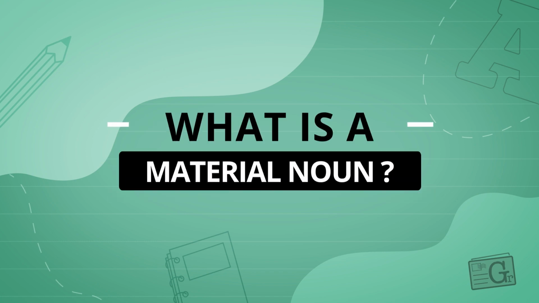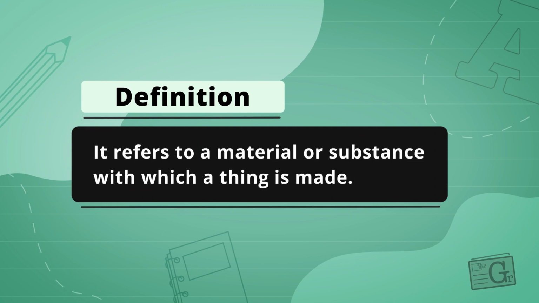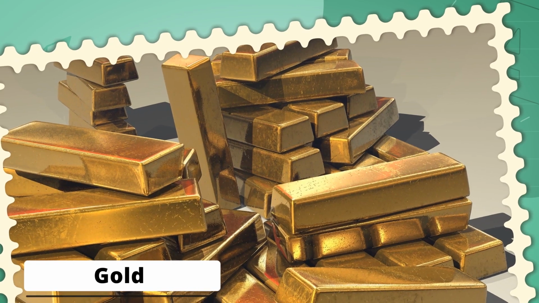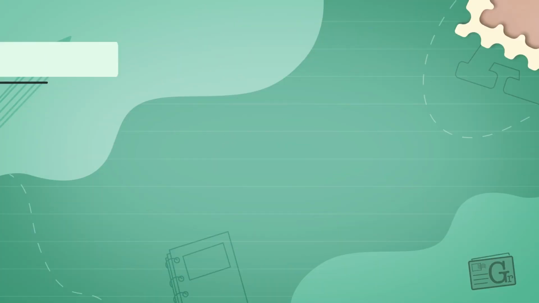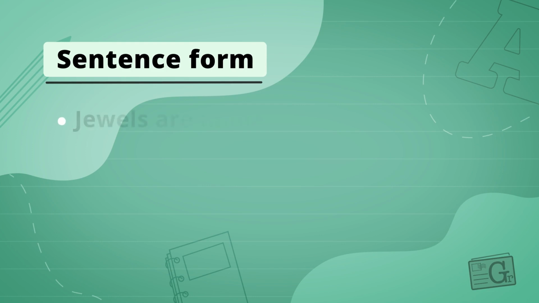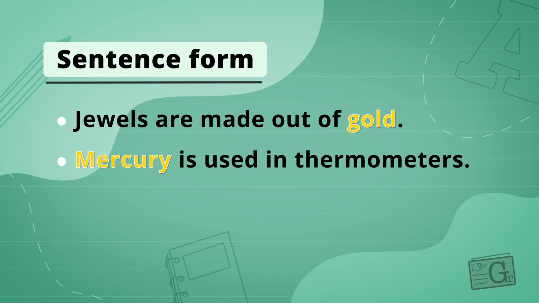Next, what is a material noun? It refers to a material or substance with which a thing is made. For example, gold, cloth, silver, platinum, and so on. Sentence form: Jewels are made out of gold. Mercury is used in thermometers.